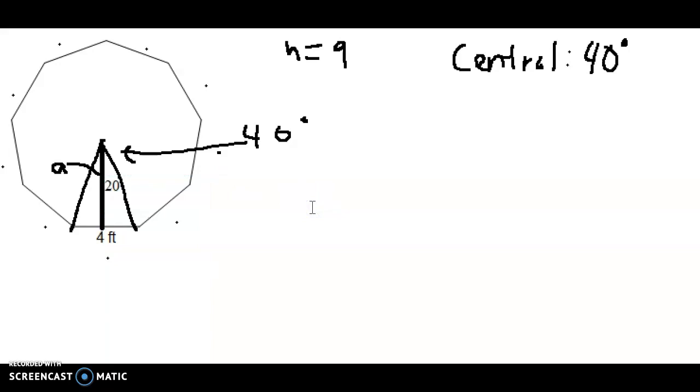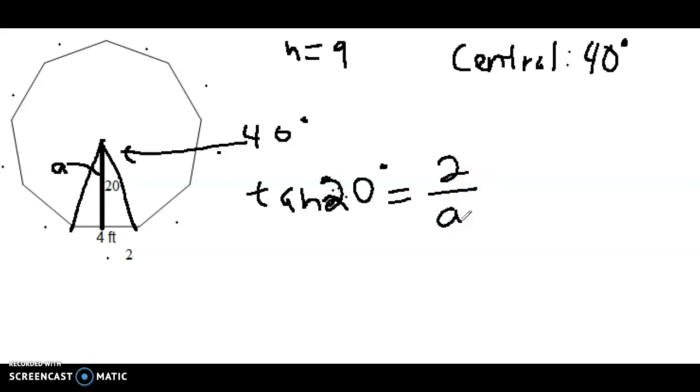Well, when I have a 20-degree angle, you'll notice that the base here, 4 feet, well, that becomes 2 and 2. So I've got a missing side here of 2 feet, and I've got my apothem, okay? So for my 20-degree angle, I know my opposite is 2, my adjacent is my unknown value. So I have an equation here that says tangent of 20 degrees, that looks awful, is equal to 2 divided by my apothem. So to solve for my apothem, apothem is 2 divided by tangent of 20. Okay.